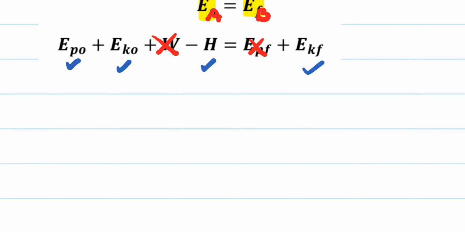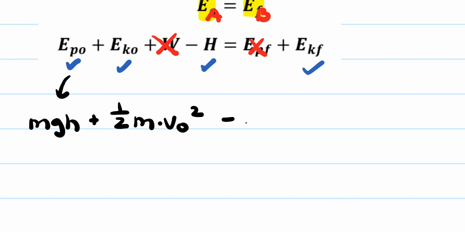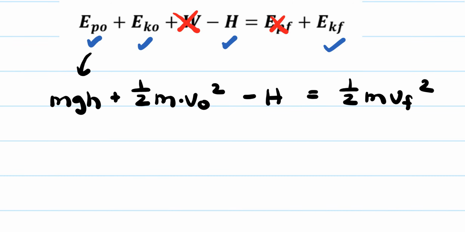Okay, so once we convert these into their formulas, your potential energy is mgh, your kinetic energy is 1/2 mass times your initial speed squared, minus your heat energy, and that's going to equal your kinetic energy at the very end, so 1/2 mass times your final speed all squared. Okay, and then from here on, let's go ahead and plug in the numbers.